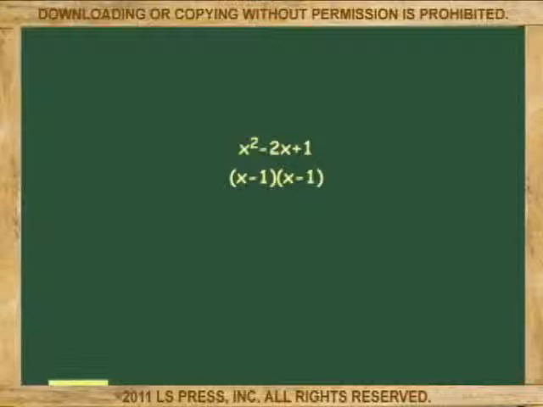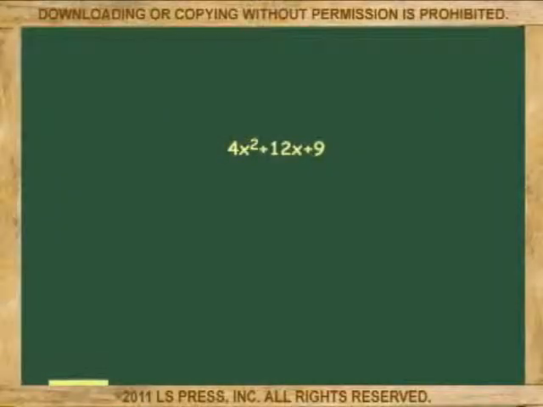Because the middle term is addition, the first example shown before, x squared plus 2x plus 1, is factored as x plus 1 times x plus 1. Because both binomials are identical, square them to get x plus 1 squared.